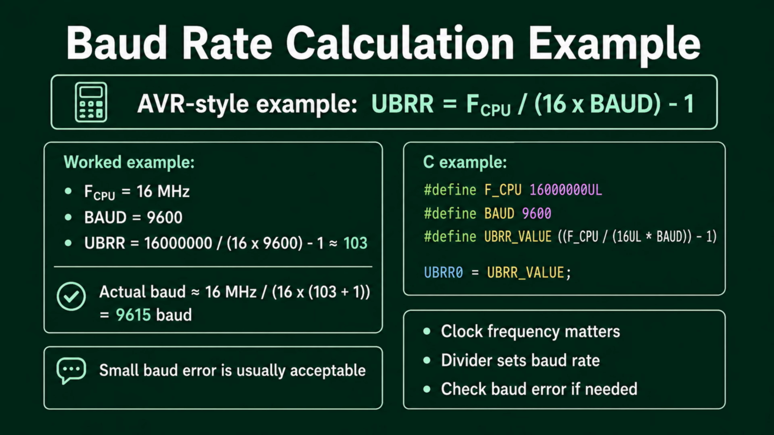For a 16 MHz clock and a target baud rate of 9600, the calculated register value is approximately 103. Because the UART divider accepts only an integer, the exact baud rate becomes approximately 9615 baud. This creates a small baud rate error compared with the requested 9600 baud. Such a small difference is normally acceptable. However, the error should always be checked, especially at high baud rates or when using inaccurate internal oscillators. Both devices must remain within a compatible timing tolerance.